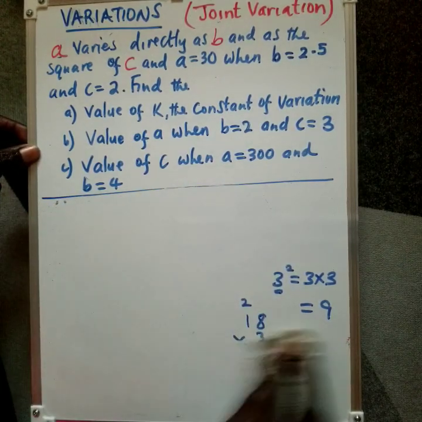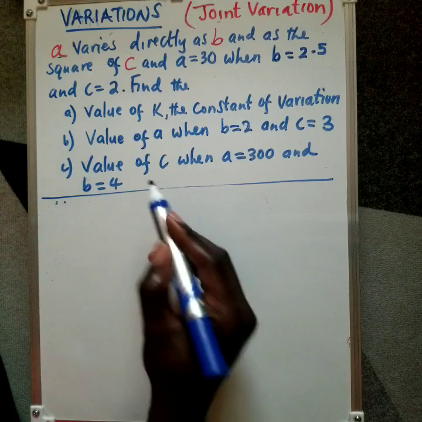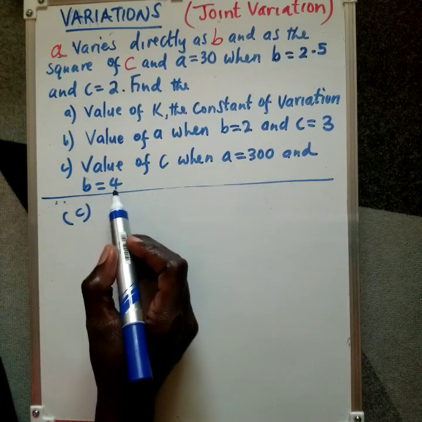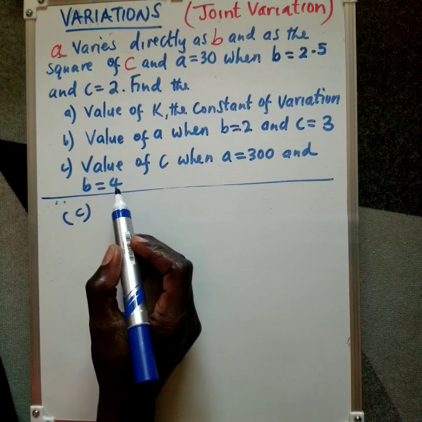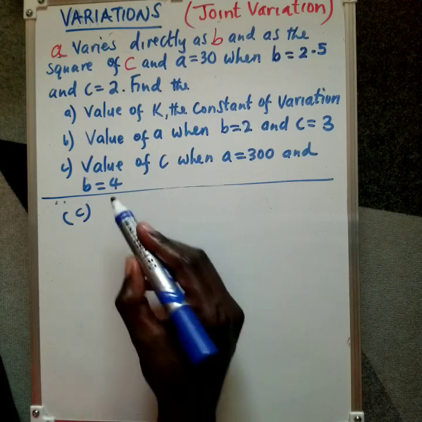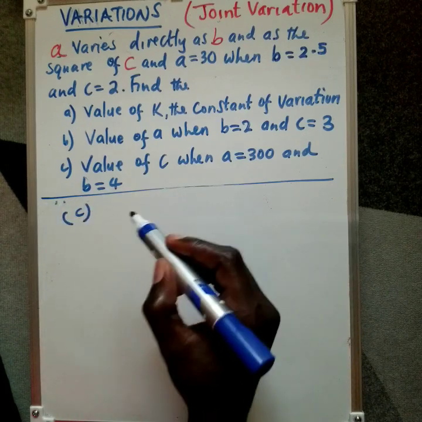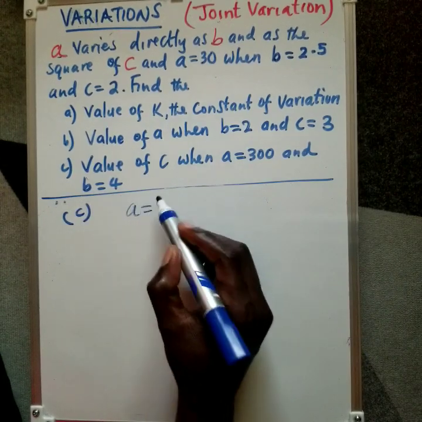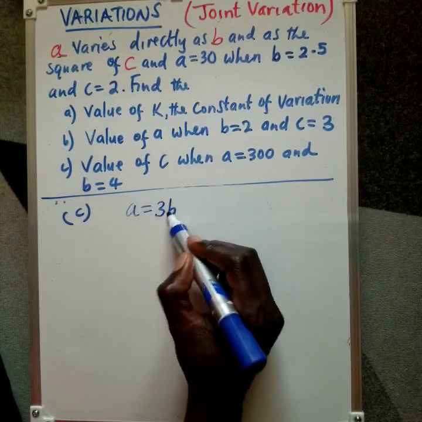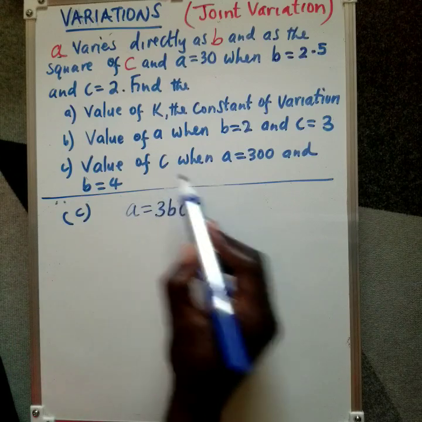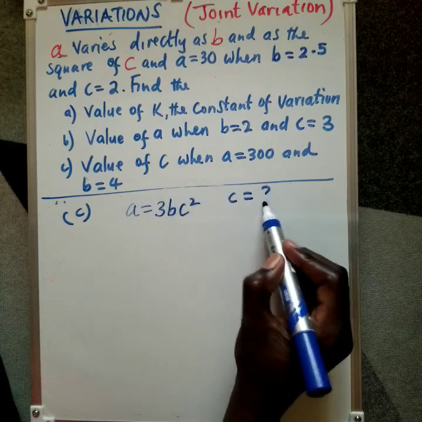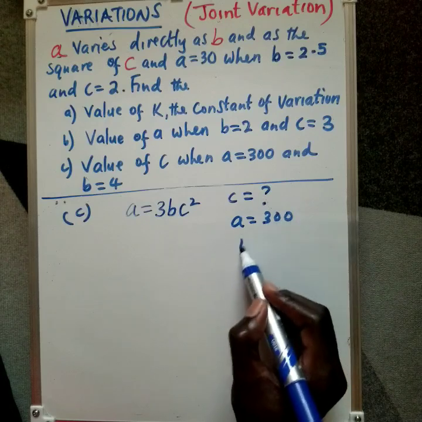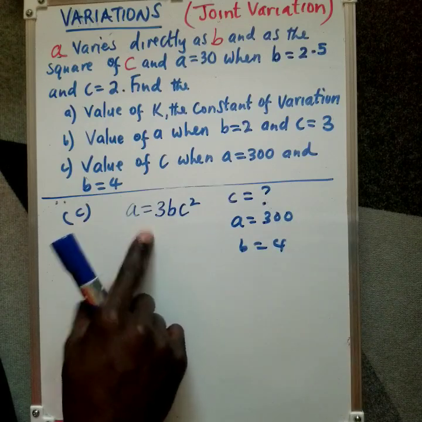The last one there says we find the value of C when A is 300 and B is equal to 4. So now again, you simply have to put up that equation connecting the variables A, B, and C, which is A is equal to 3BC squared. Now we are interested in finding C, we don't know what C is, but they have told us A is 300 and our B is equal to 4. So you just need to substitute there.